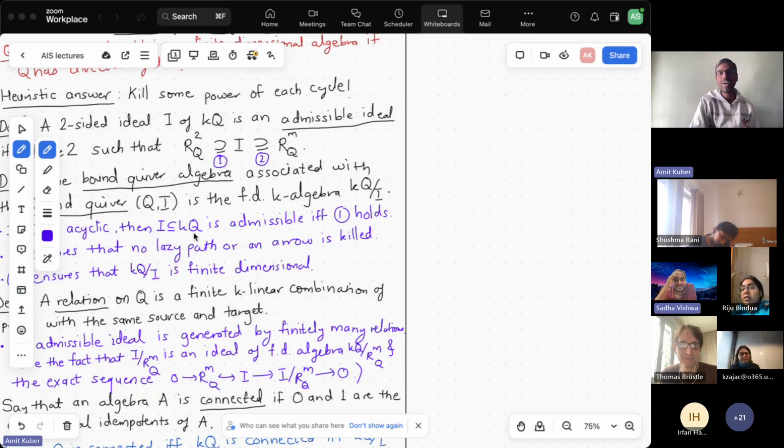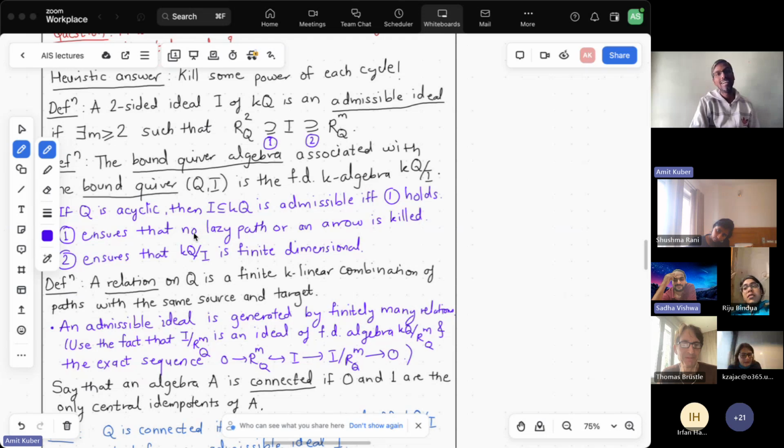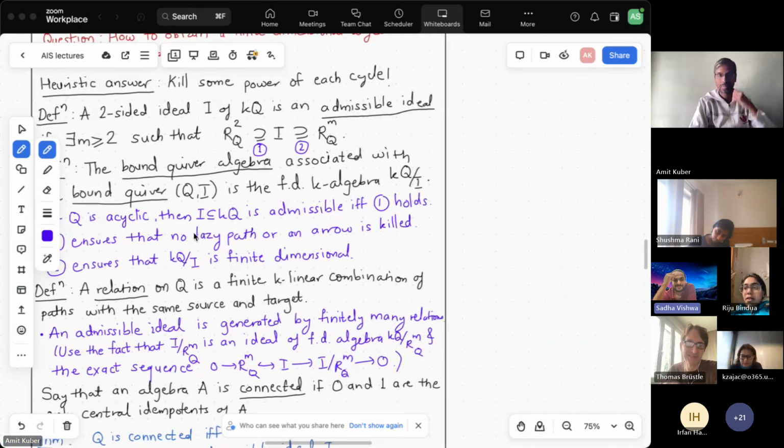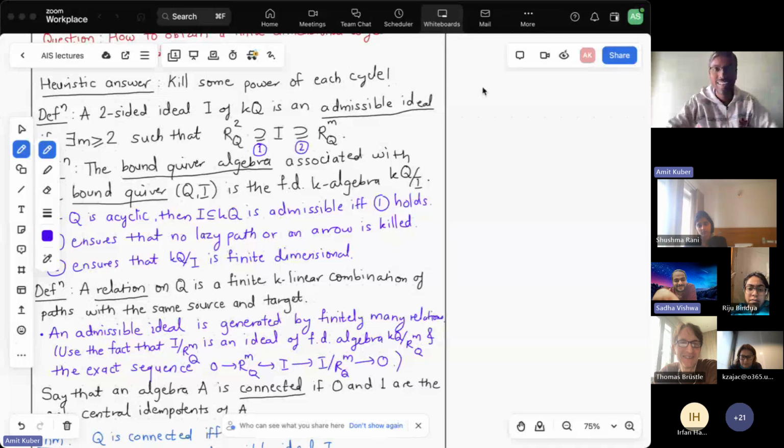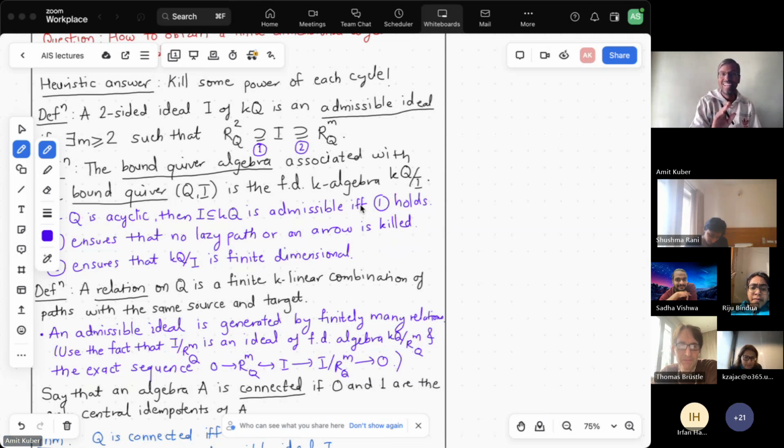I have one more question. This might be dumb. Shouldn't it be that KQ mod I is finite dimensional, which makes k[x,y] finite dimensional, which is absurd? No, the question is not dumb. I'm not saying that. It's not an admissible ideal. That's why I did not say it's an example of this.